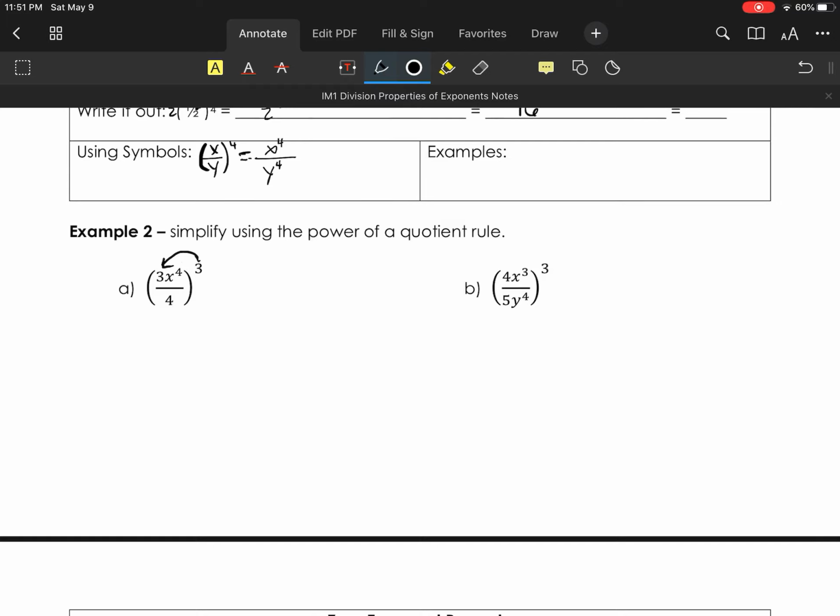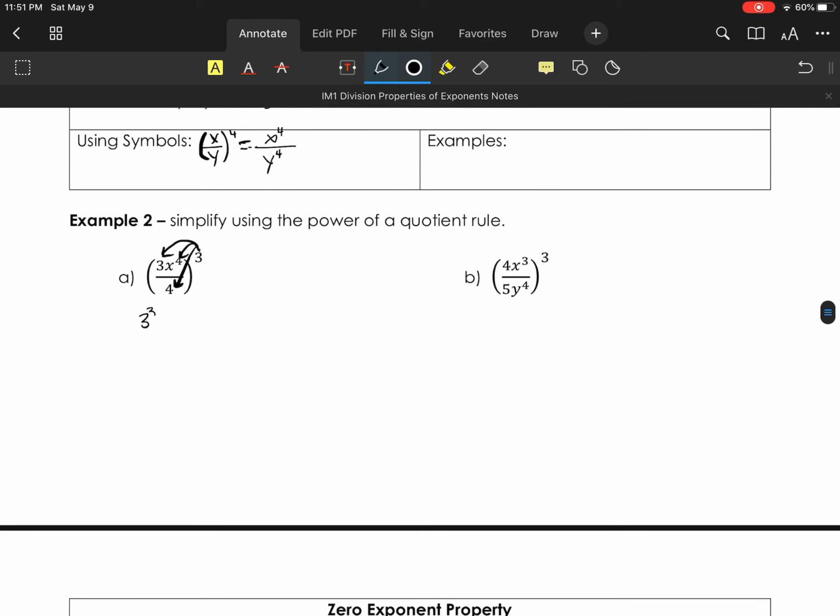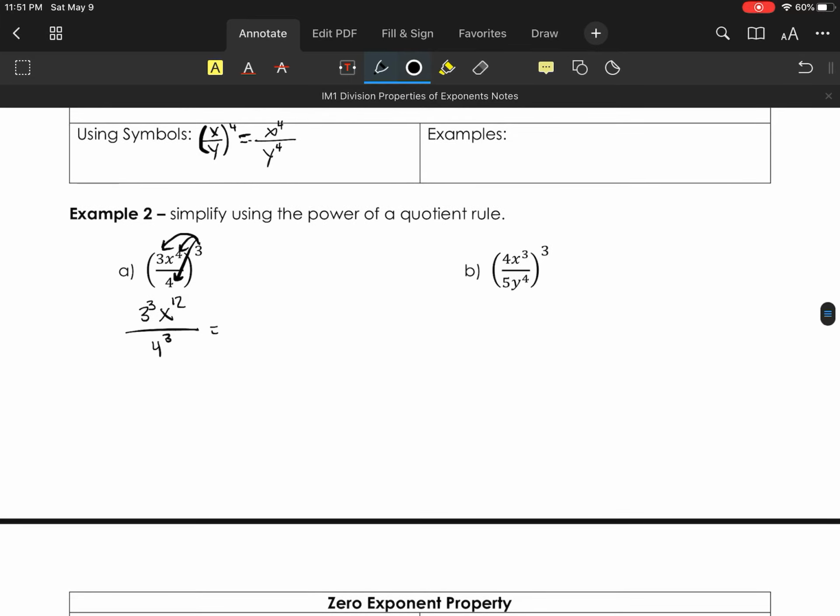All right, couple examples. So you have 3x to the 4th over 4 to the 3rd power. You're going to distribute that 3 to every single piece of what's inside your parentheses. So first of all, you have 3 to the 3rd. X to the 4th to the 3rd power. This goes back to your power of a power property from the multiplication properties, and you're going to multiply those together. So 4 times 3 gives you 12 over 4 to the 3rd.